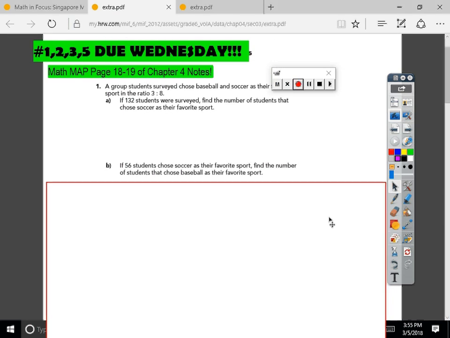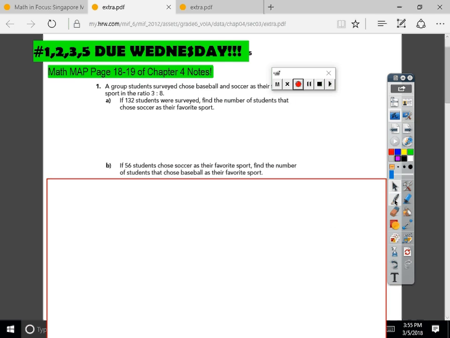I'll keep both of these parts ready for us. It says in part B, if 56 students chose soccer as their favorite sport, alert, alert. This starts to bother students really quickly. 56 students chose soccer, it says, but a minute ago we came up with a different answer. Well, this is actually a different problem. It's still based on something that we learned here in problem number 1, but it's unique in that it's a different situation.